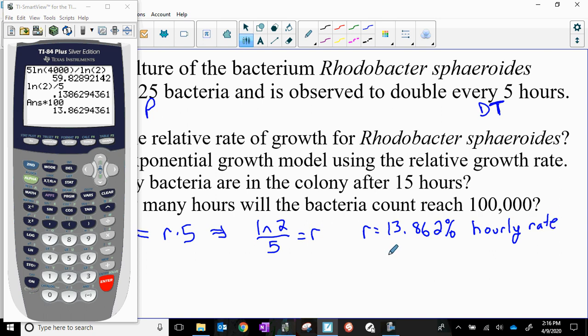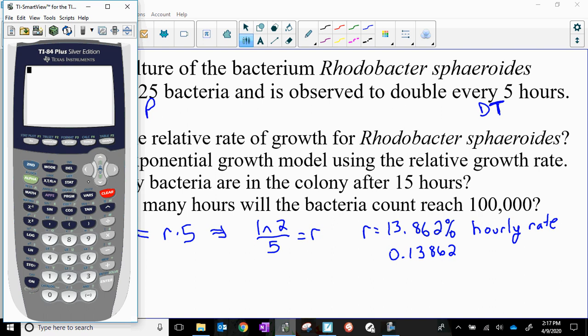Some people would just write it as 0.13862. So if you do the percent symbol, you got to times it by 100. If you don't use the percent symbol like we do in our calculations, you got to take your percent and divide it by 100.